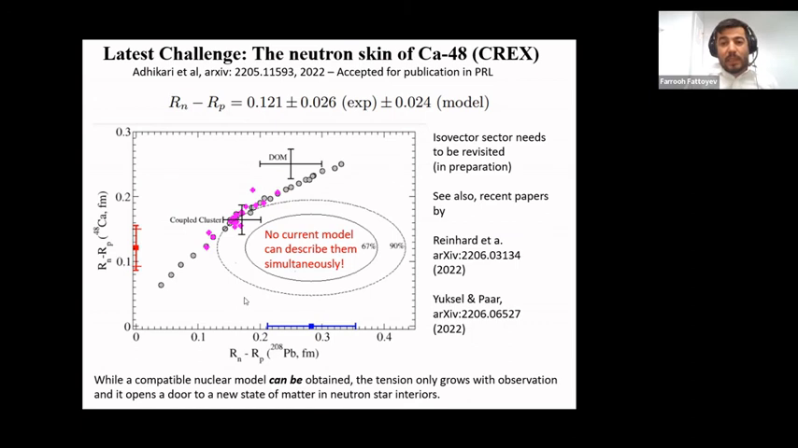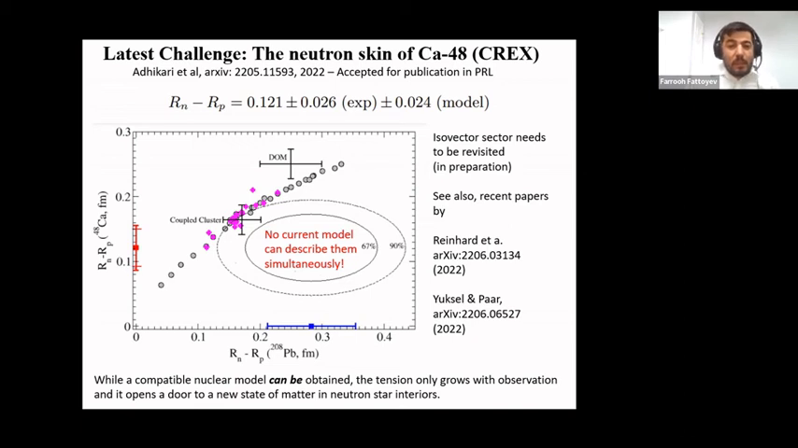Now, I can only speculate that once it's possible, in fact, as I say, with a few more parameters, I can even fit an elephant. Yes, it's possible to get both of them correctly. I can only speculate that this tension will only grow when we try to extrapolate them to neutron star matter or neutron star observations.